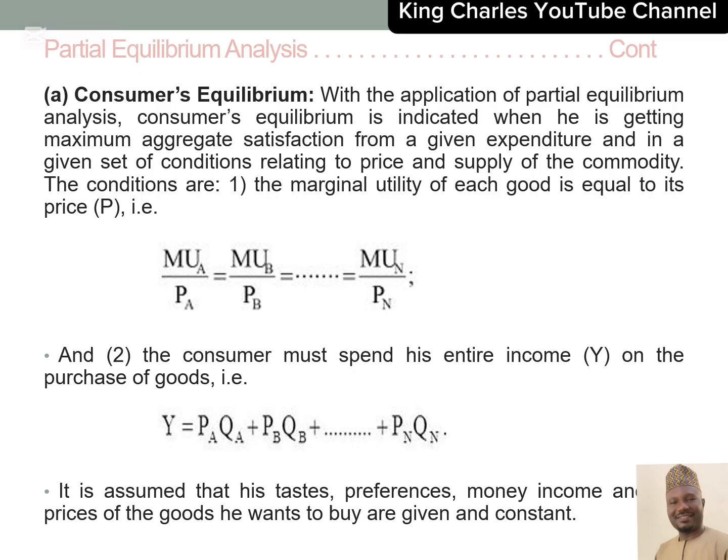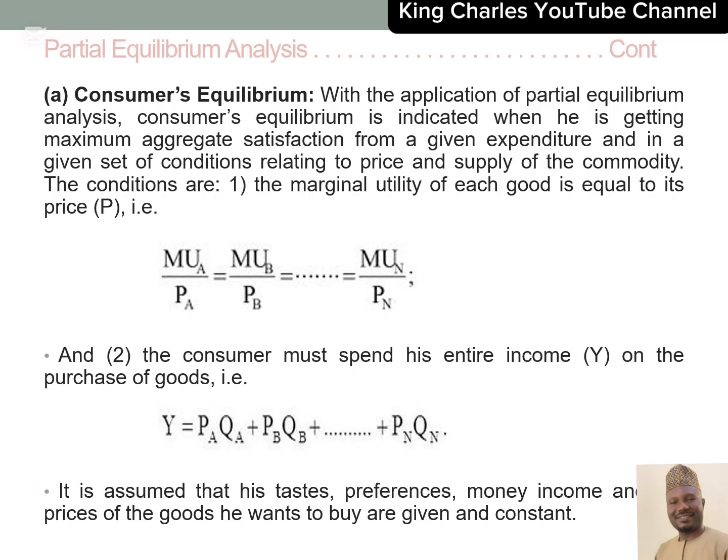Now your money is 1,000 and you buy maybe 3 eggs. Egg is not 100 naira each. So if you buy 3 eggs for 100 naira, it means that PA, which is egg, is equal to 100 naira. Then the quantity you bought is equal to 3. QA equal to 3, PA equal to 100 naira.